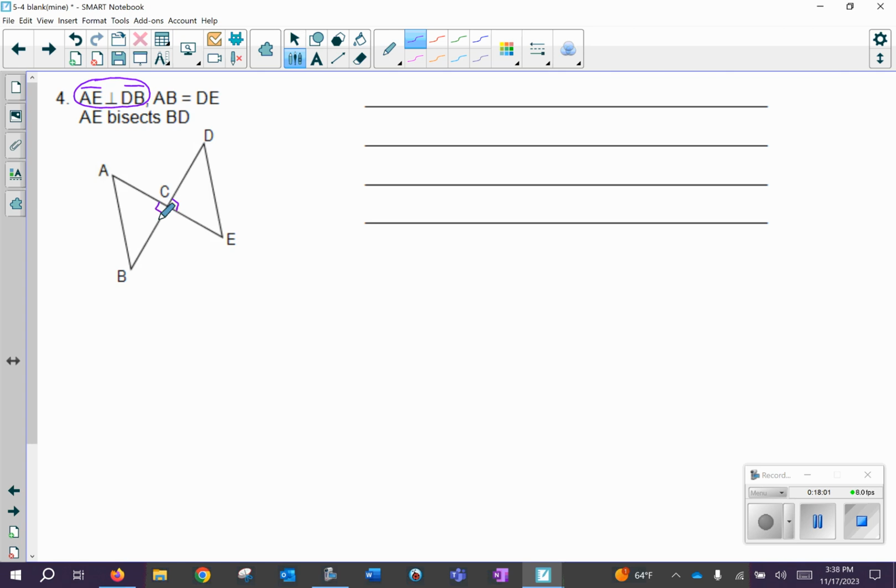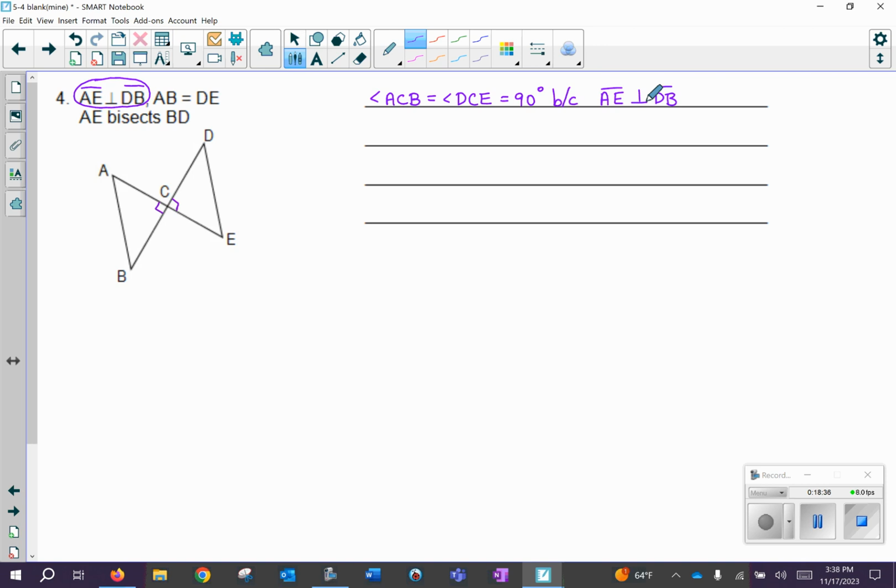All right, make your statement. The angle on the left would be angle ACB equals the angle on the right, angle DCE, and we need to be more specific. They both equal 90 degrees. Our because statement is exactly written what that says. Segment AE is perpendicular to segment DB.